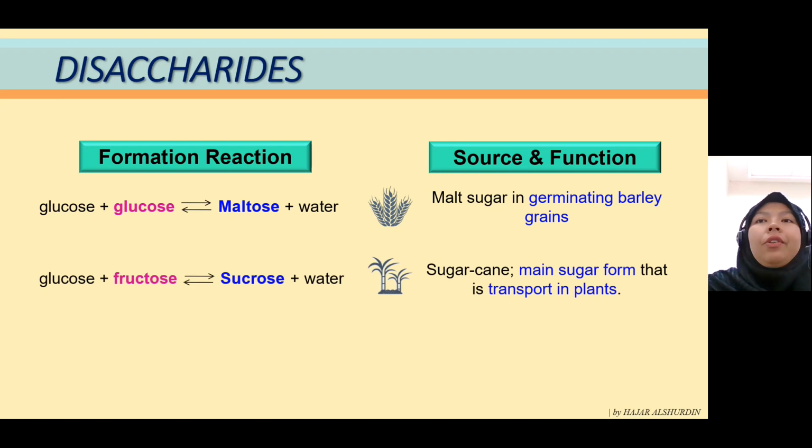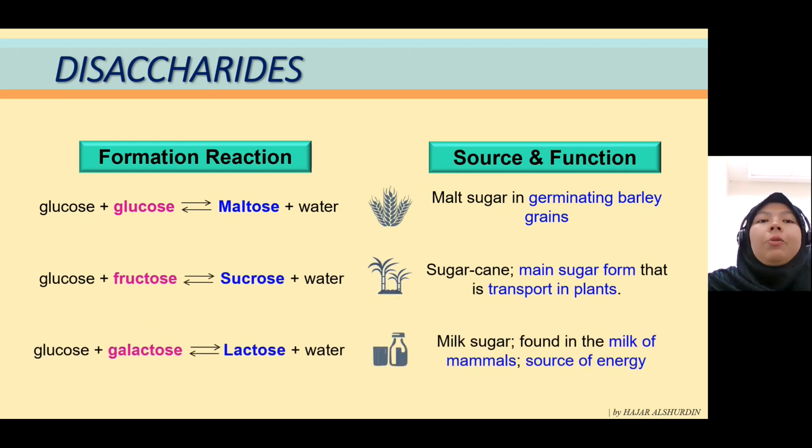These are the formation, reaction, source and function. I believe you can read this by yourself. You have to know that when glucose adds another glucose, they will form maltose. When glucose adds with fructose, they will form sucrose. And all the sources and the functions you also have to know.